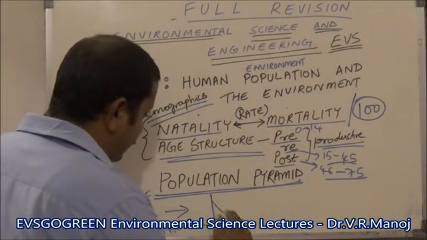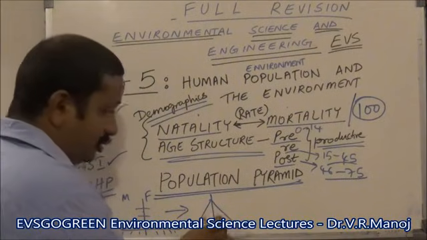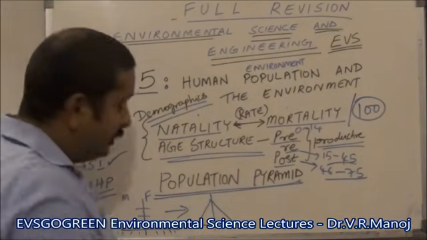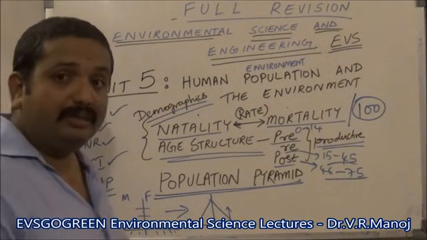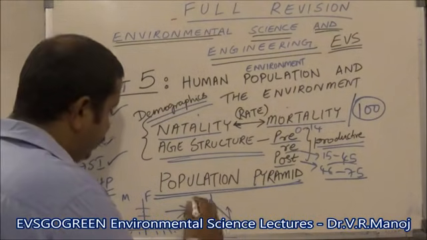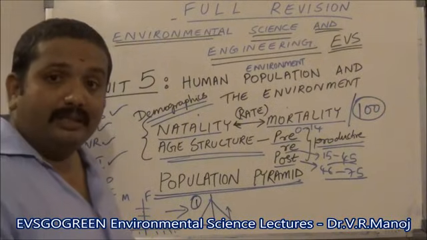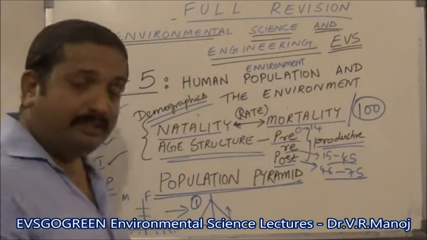One shape is the pyramid shape where the base is strong, which means there are a lot of children, and after 10 or 15 years this population is going to increase. This is indicative of a rising population, and this is what is called the first kind of population pyramid, the pyramid shaped population pyramid.